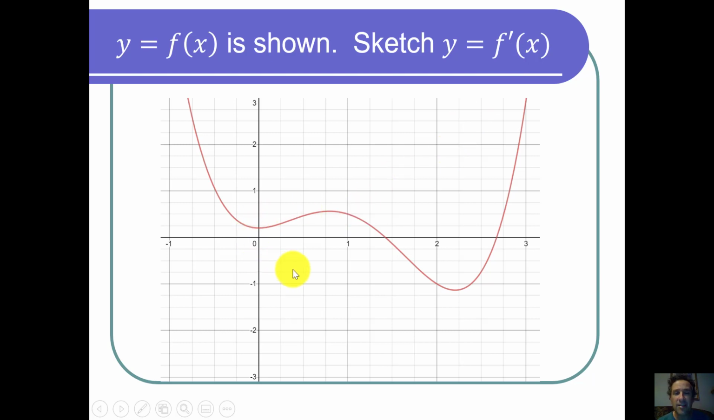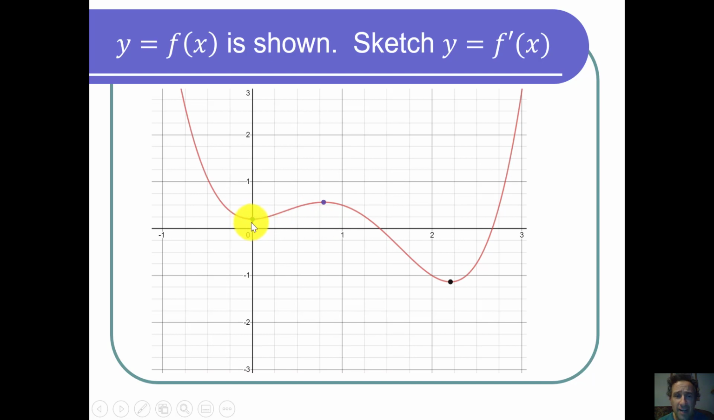The first thing I want to do is say, where are there horizontal tangent lines? A horizontal tangent line means that if you're hiking, all of a sudden you get a point at which it's basically flat. You're at the bottom or you're at the top here. So the horizontal tangent lines happen right here when x is 0, right here a little before 1, and over here a little bit after 2. If the tangent line is horizontal, then the y prime value will be 0 because a horizontal line has slope 0.